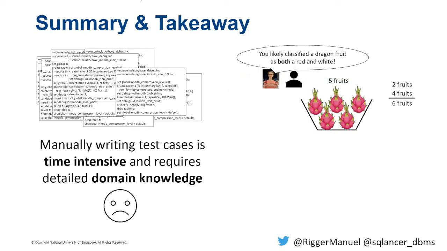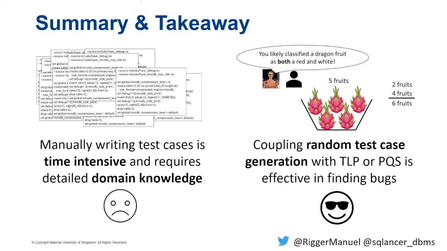With that, I want to summarize what I've presented. At the beginning, I started by showing you these manually written test cases, which is reasonable to do, but it's time intensive. It requires domain knowledge, so it's quite tedious. And here is one alternative to at least complement manual testing. I propose that we can couple a random test case generation approach with test oracles such as TLP or PQS, which then effectively allows us to find and prevent many bugs. With that, thanks for listening, and I'm looking forward to your questions and comments.